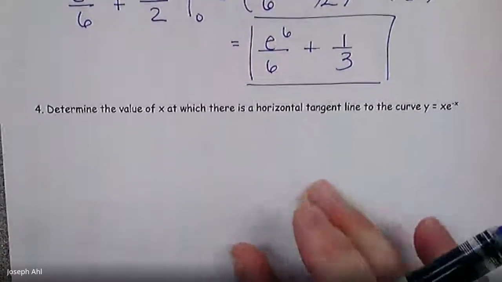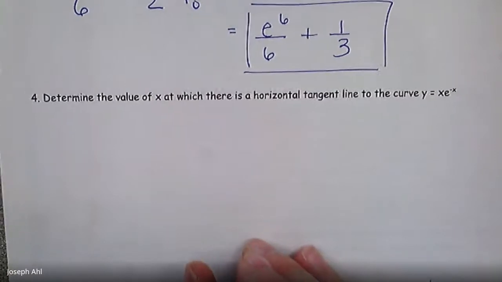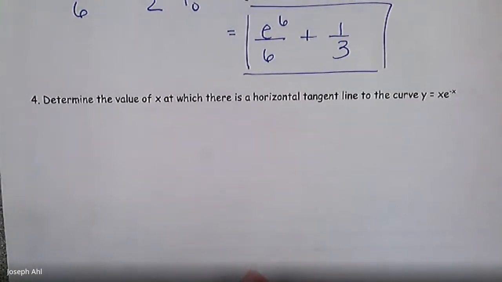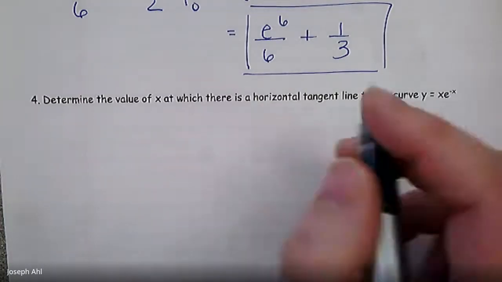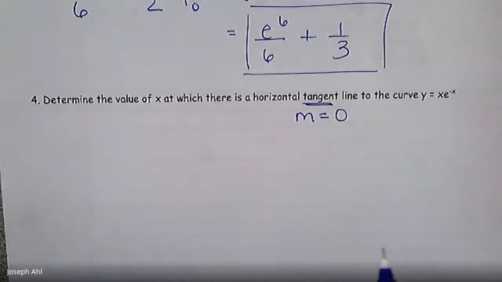And then last but not least, bringing back some vocabulary with horizontal tangent here. Determine the value of x at which there's a horizontal tangent line to the curve y equals x times e to the negative x. So we're thinking about horizontal tangents. I hope you're thinking about that's where the slope of the tangent would equal 0. So we're looking for when the slope of this is 0. So to find the slope of the tangent, we better get a derivative.